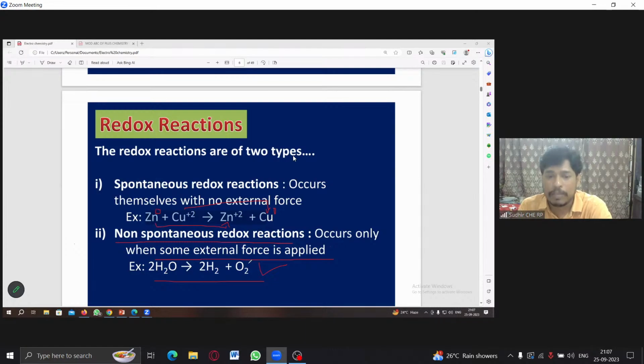That's why, since some external force is required in this case, I can say these types of reactions are called non-spontaneous reactions. And it is also a redox process, so it is also called a non-spontaneous redox reaction. Okay? Am I clear?